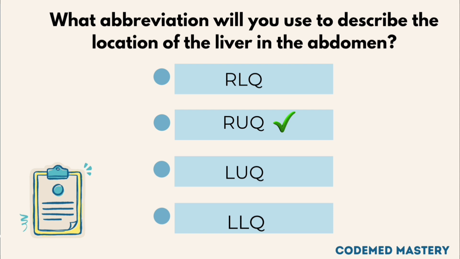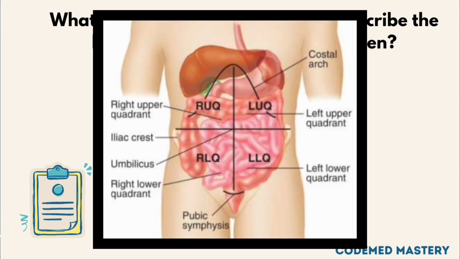RLQ means right lower quadrant, LUQ is left upper quadrant and LLQ is left lower quadrant. So liver is present in the right upper quadrant of the abdomen. So this is the image of the abdominal quadrants showing the organs present in the quadrants. It will be very helpful if you memorize it.